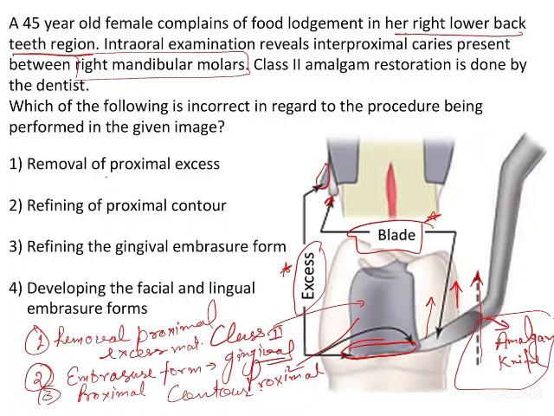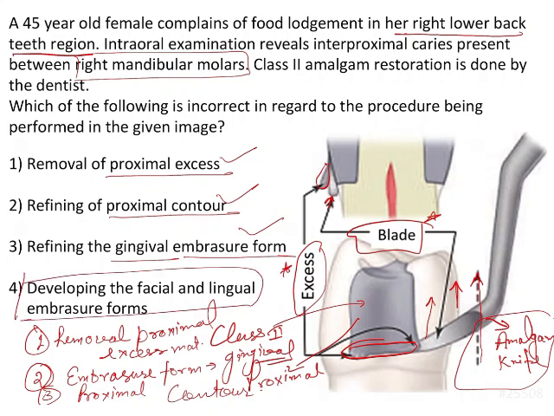So if we see the various options here, the first option is removal of the proximal excess. Yes, that is the function. Refining of the proximal contour, again, is a very important function of the amalgam knife. And refining the gingival embrasure is also a function. But developing the facial and lingual embrasure form is not particularly the function of the amalgam knife, and is not shown in this procedure as well, and that's why your answer is going to be 4. That is the exception for the use of this particular instrument, right?